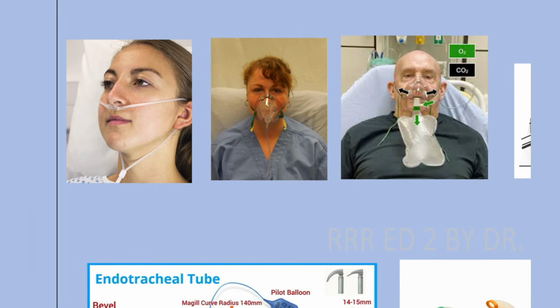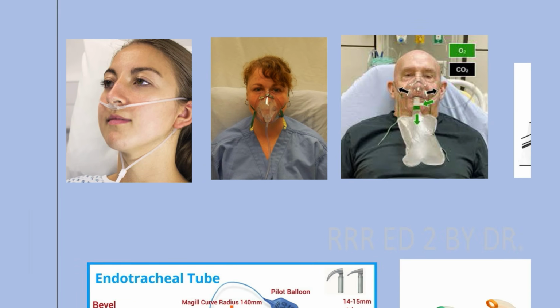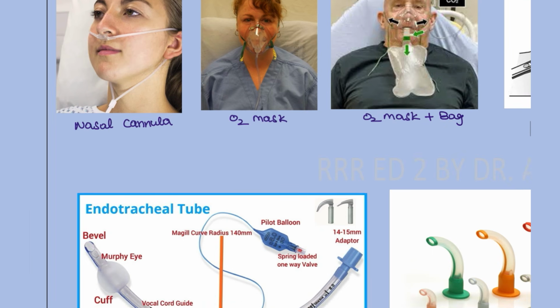Next, other types of airway devices that we commonly use in hospitals. As you all know, this is a nasal cannula, and this is the oxygen mask, and here this is the oxygen mask with the bag, right? And the question that can be asked: what is the oxygen flow rate?